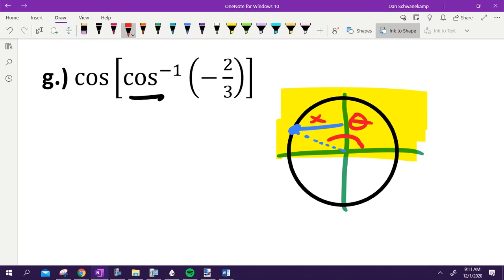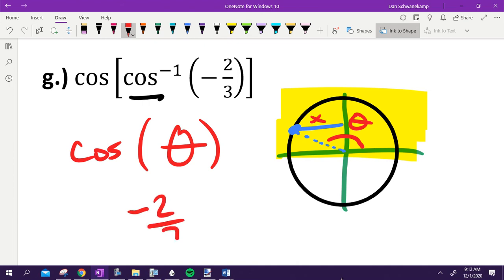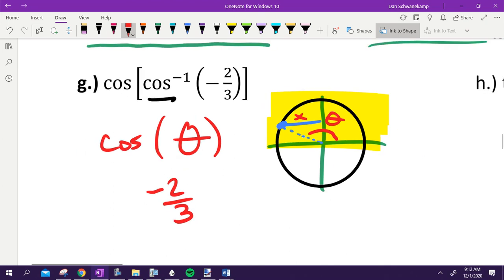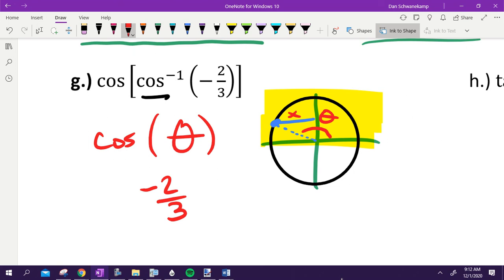But I don't care. This angle right here is whatever that is that I just drew. Now my question is, what is the cosine of that angle that I just drew? That red angle right there, what is the x value that I'm going to get? The answer is negative 2/3, because I just described the same thing back and forth. I'm saying the x value is negative 2/3 at some angle, and then I'm saying, at that angle, what's the x value? Oh, it's the same thing. It's negative 2/3. When you have the inverse trig function on the inside, it's like they cancel each other out.